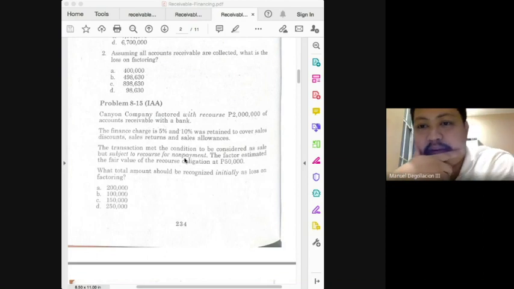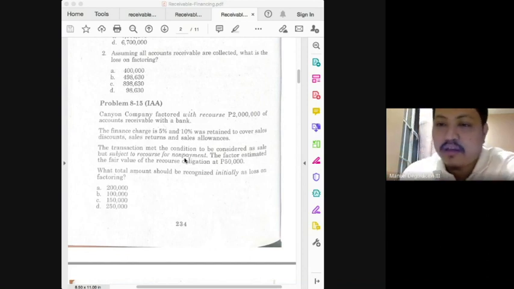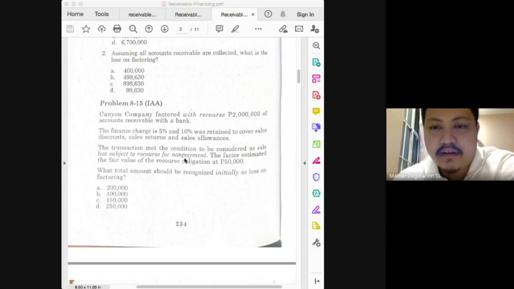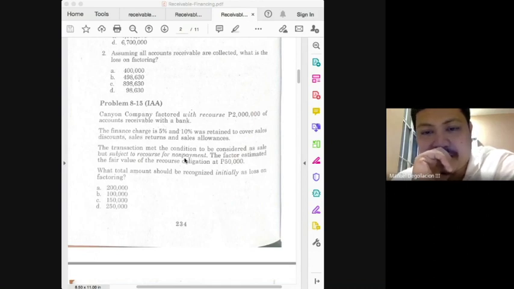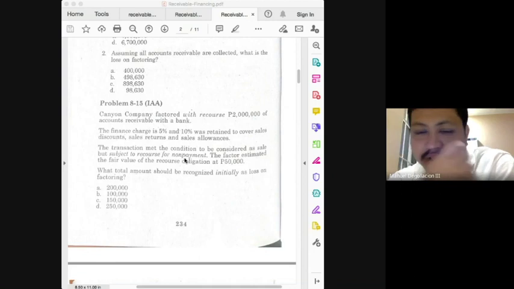Next problem, Canin Company factored with recourse 2 million of accounts receivable with the bank. The finance charge is 5% and 10% was retained to cover sales discount, sales returns, and sales allowances. The transaction met the condition to be considered as a sale but subject to recourse for non-payment. The factor estimated the fair value of the recourse obligation at 50,000.